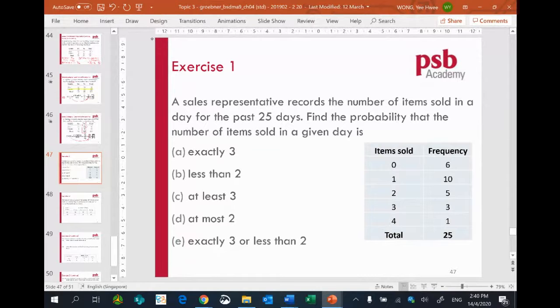Find the probability that the number of items sold in a given day is exactly 3. Exactly 3. So how many of the 25 days you sell 3? 3 days out of the 25. So you say 3 out of 25. Okay, find out the decimal, 0 point something.